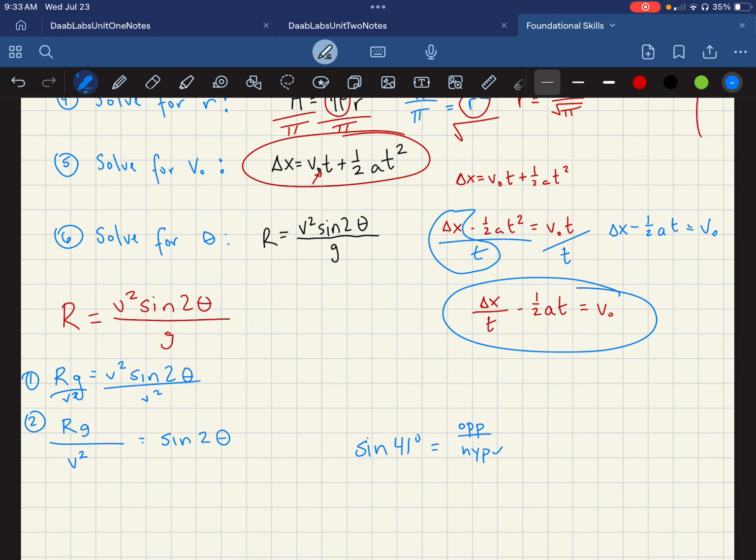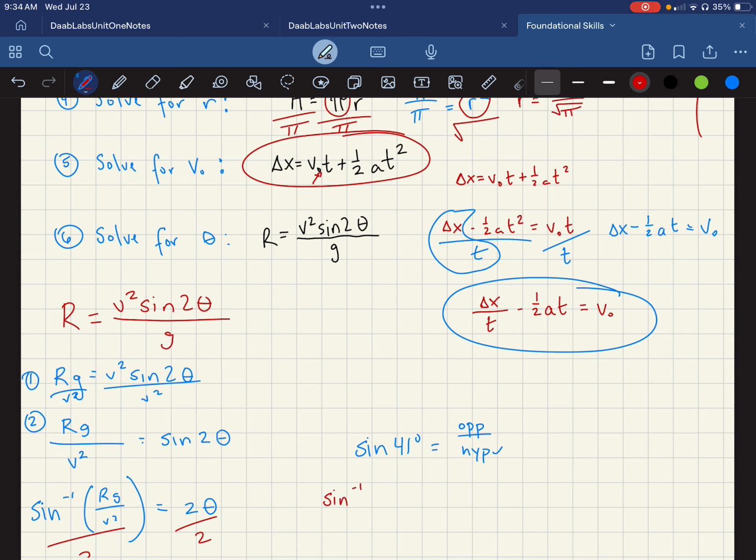What I'm actually trying to say here is, because there's the 2 theta and because there's a sine, we want to treat them differently. We don't want to attack them both at the same time. Remember, anytime you move sine over algebraically, you're going to do the inverse. So this would be the inverse sine of rg over v squared is equal to 2 theta. Now we just have a 2 theta, which is just 2 times theta, which means we should be able to divide both sides by 2 to get our final answer.